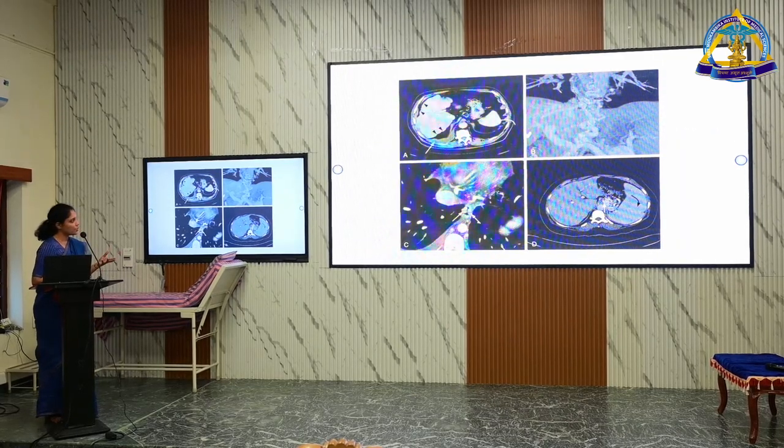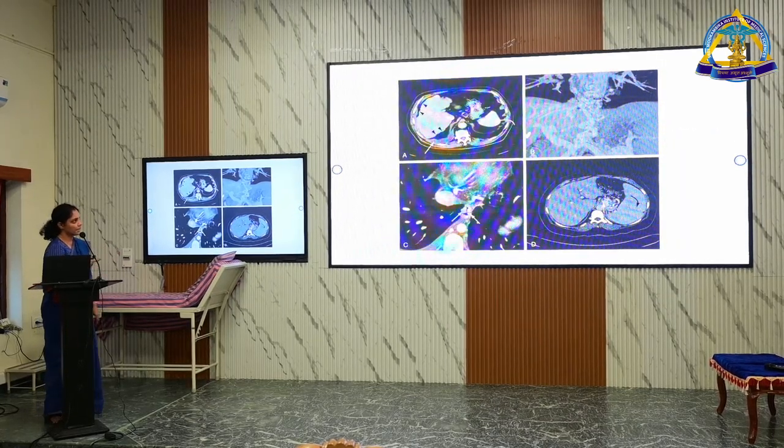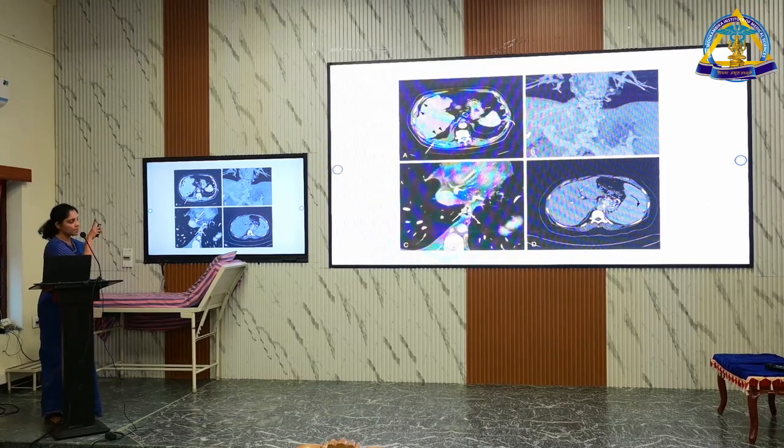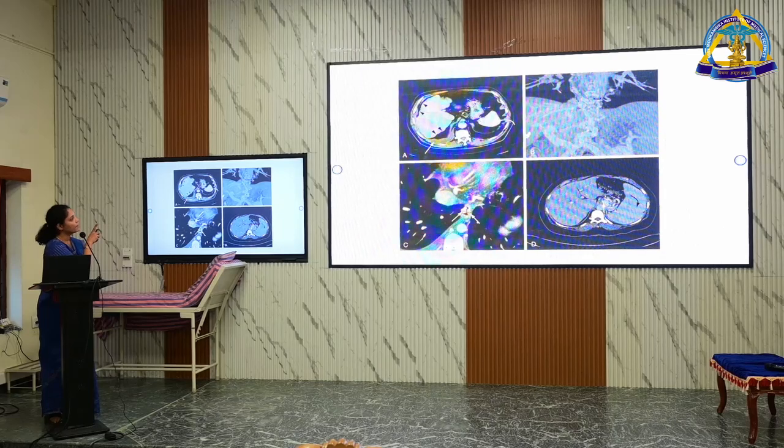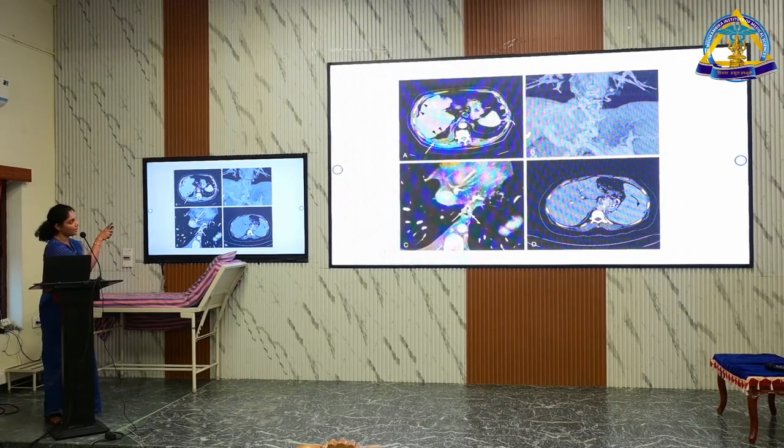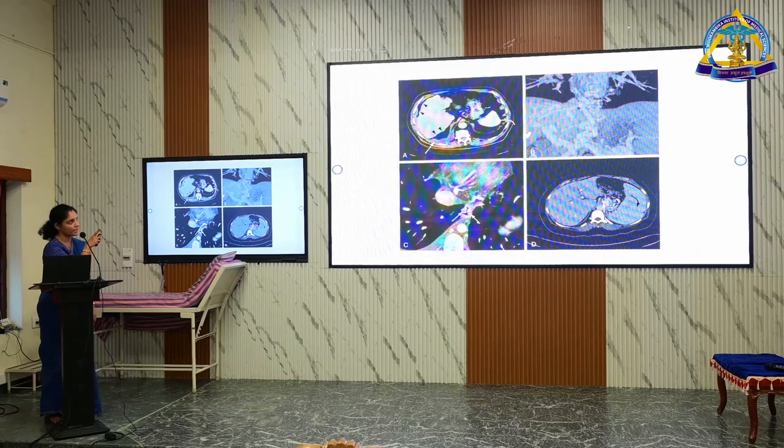Then this is just to show how a cirrhotic liver appears in CT. Here you can definitely appreciate the shrunken liver in the left upper part. Then we can see the collaterals there. In the second picture, B, you see the collaterals at the gastroesophageal junction.